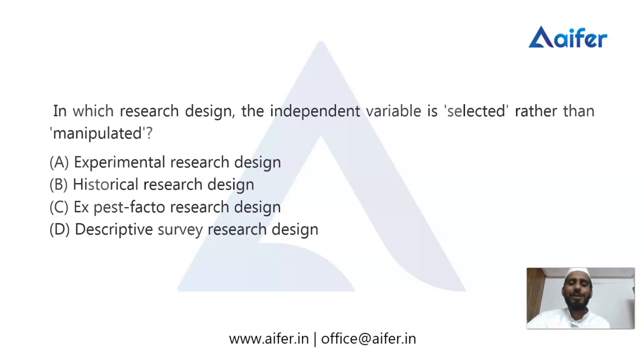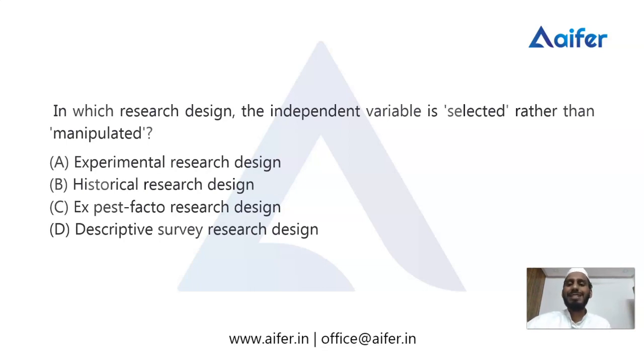This question is also related to what we have discussed now. So let's read. In which research design is the independent variable selected rather than manipulated? The opposite of the first one. The first question asked which one is manipulated, but here it asks which one is selected. So what would be the answer? We have just discussed it.